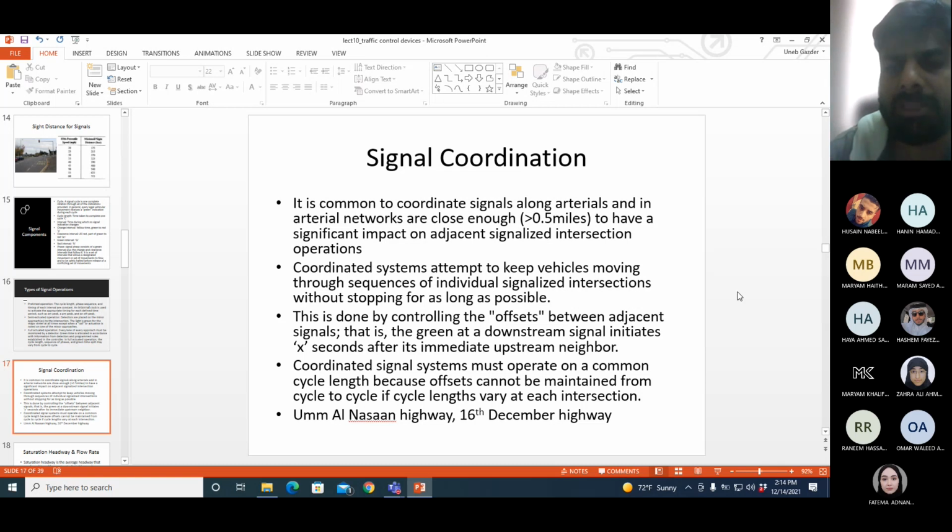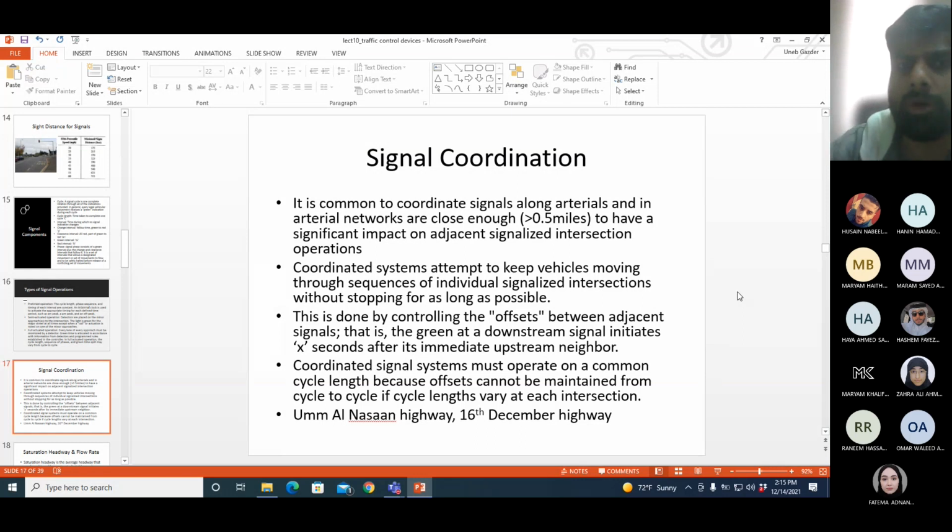Then something which I mentioned yesterday: signals on a major highway which is crossed by multiple minor streets can be coordinated so that vehicles which are moving through the main highway can continue moving without stopping on each and every signal. So you go from signal 1 to signal 2. By the time you reach signal 2, it is already green for you and you continue moving.